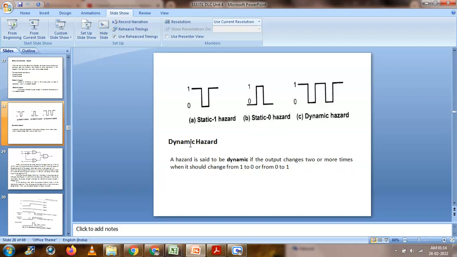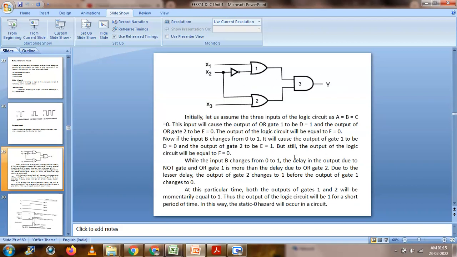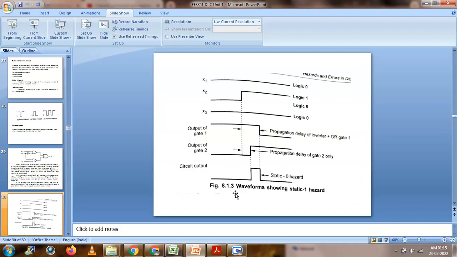So what about dynamic hazards? A dynamic hazard is so called because the output changes two or more times. In a static hazard, it changes only one time. In a dynamic hazard, it's more than one time. It will change the value 1 to 0, 0 to 1, then 1 to 0 like that, more than two or three times. That is called a dynamic hazard. This is the example they gave, x1 x2, with the waveform shown for a static one hazard.